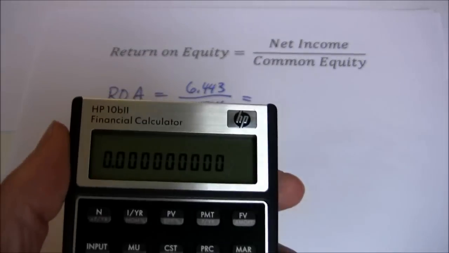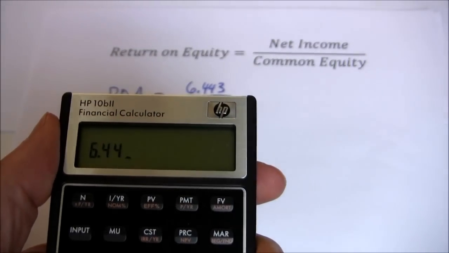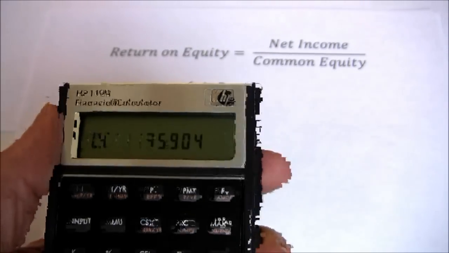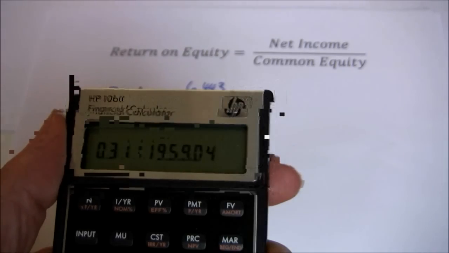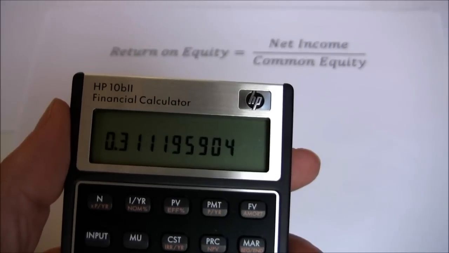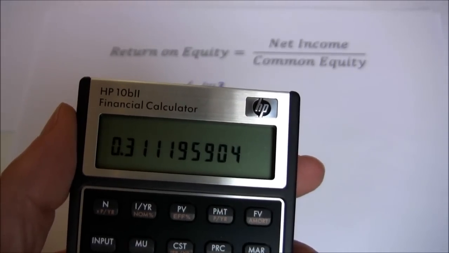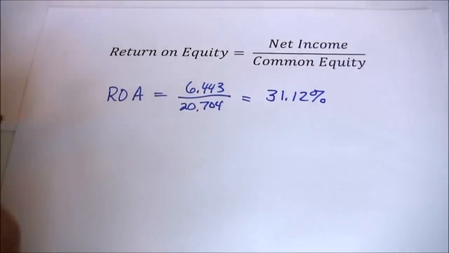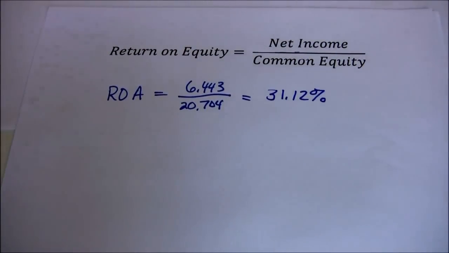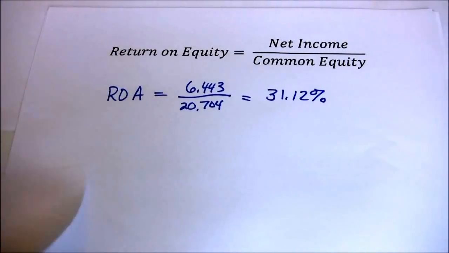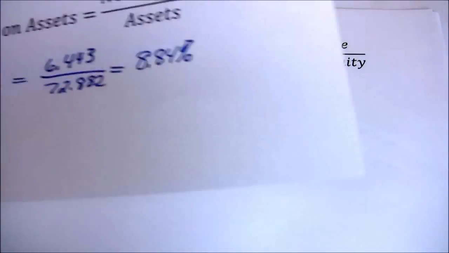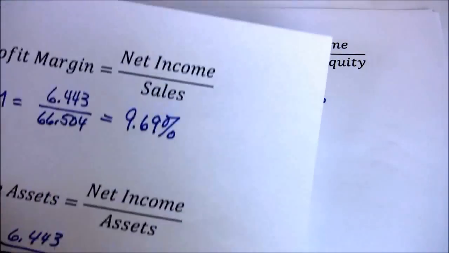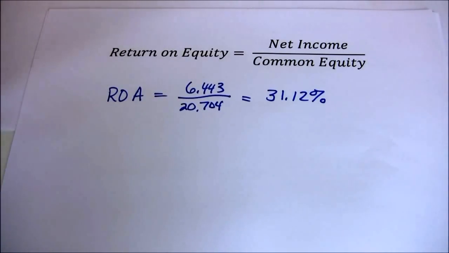Go ahead and do our calculations. 6.443 divided by 20.704 is 31.12%. Now, we want to come back to our return on assets and talk about that relative to our return on equity. Remember, our return on assets was 8.84%. The return on equity is 31.12%, quite a bit of difference.